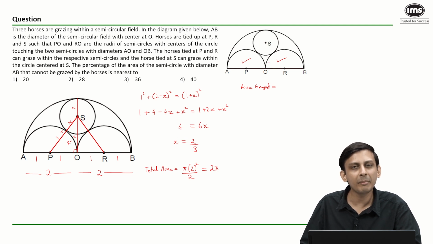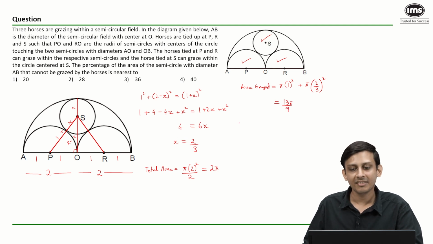Now the two smaller semicircles are identical, so when we combine them together, they will give us a circle, and both of them have radius 1. So we will get a circle of radius 1 when we combine them. Area of the circle will be pi into radius square, pi into 1 square. And now we also have to add the area of this circle. The radius of this circle is 2 by 3, so its area will be pi into (2 by 3) whole square. So the area grazed will be pi plus 4 by 9 pi, that will be 13 pi by 9.